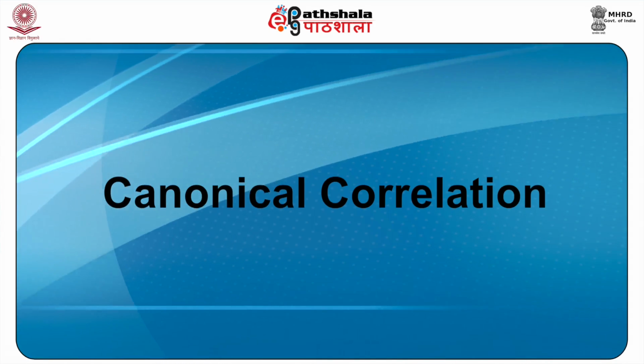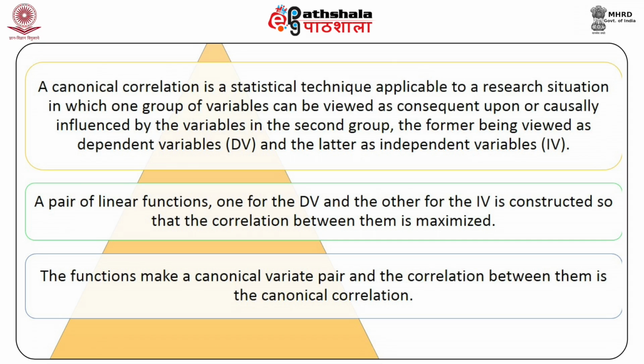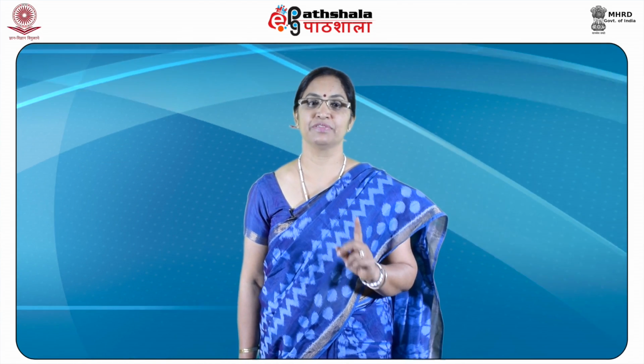We shall look into the canonical correlation, what it is. A canonical correlation is a statistical technique that is applicable to a research situation in which one group of variables can be viewed as consequent upon or causally influenced by the variables in the second group. The former is viewed as the dependent variables and the latter as the independent variables. A pair of linear functions, one for the DV, the dependent variable, and the other for the IV, the independent variable, is constructed so that the correlation between them is maximized. These functions make a canonical variate pair, and the correlation between them is the canonical correlation. The canonical correlation is the correlation between the discriminant function and scores on the coding variable defining group membership.